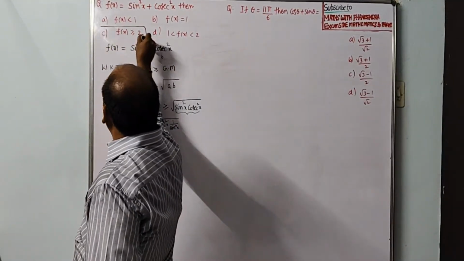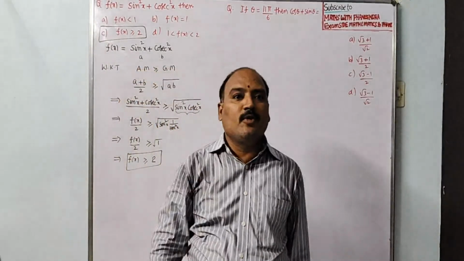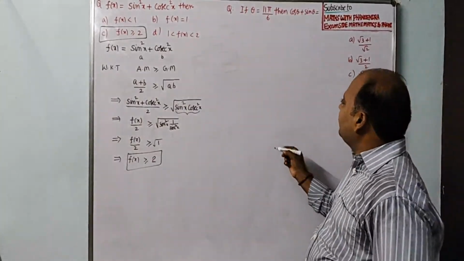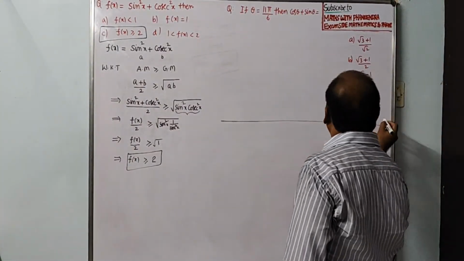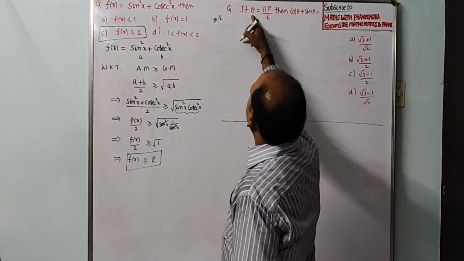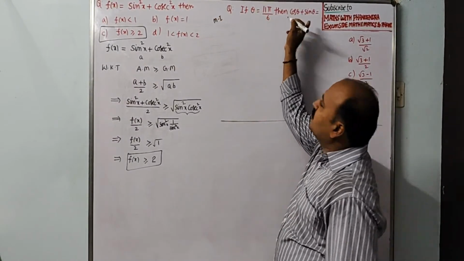It is there in the third option, dear students. Okay, we'll move on to another question here. I will proceed with two methods, method 1 and method 2. In method 1, we are taking theta equal to 11 pi by 6 and substituting in this.